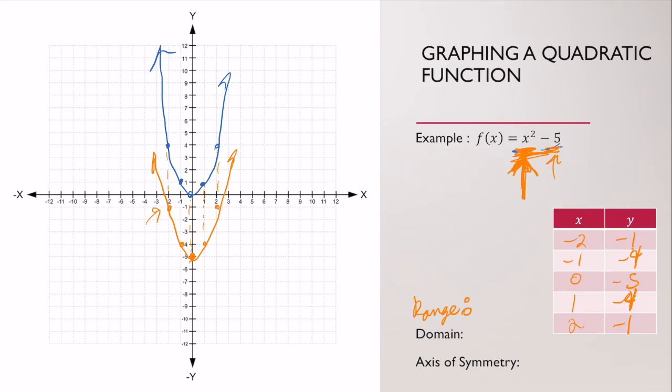We can either graph them by graphing our squaring function and moving the points down, or by plugging in some points. It's up to you. My domain is negative infinity to positive infinity. My axis of symmetry is the same. What's changed in this case is the range, which now goes from negative 5 to positive infinity.